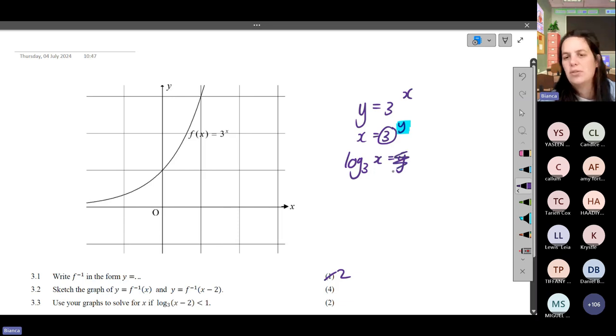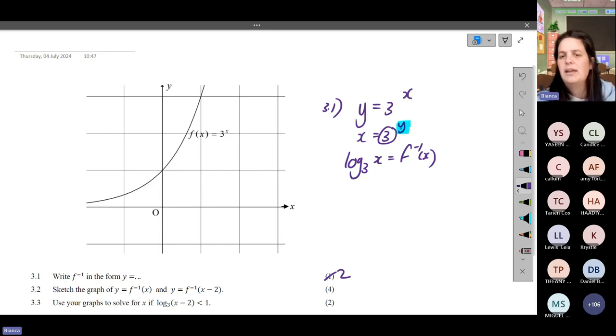Okay, you don't have to write the y though. You can say f to the negative 1. It means the same thing. All right, but if you said y, that's also perfect. So that's 3.1's answer. So always start off with swapping the x and the y. And then once you've done that, make y the subject. And remember, whatever's with the y, that little 3 drops down to the log part.